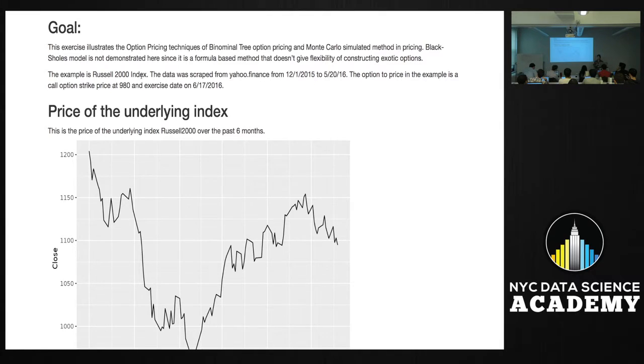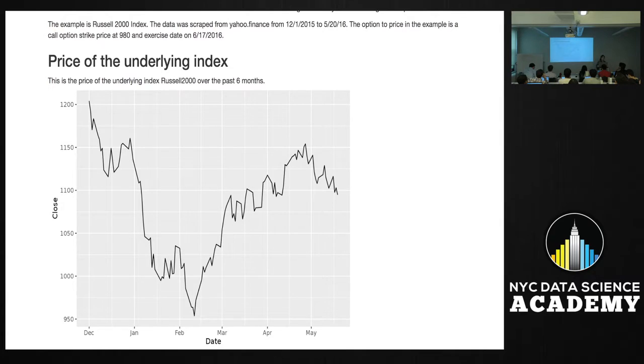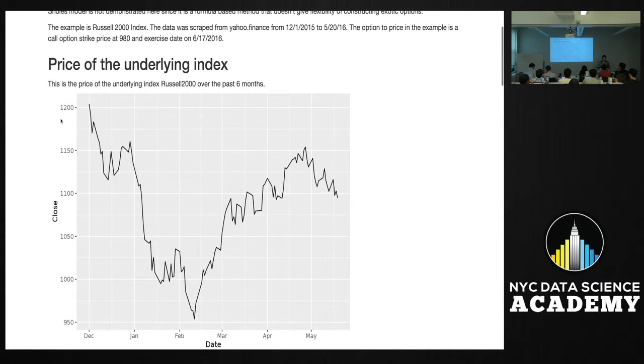Whatever you want to do, there's a type of method that you can kind of bundle them together. So this is very straightforward. Now, first step, we're looking at the price of the underlying index. So we can see a market drop. The price dropped for this Russell 2000 in February of 2016 and slowly getting back up. On the y-axis, I should have labeled this better, that's the price, the dollar amount.